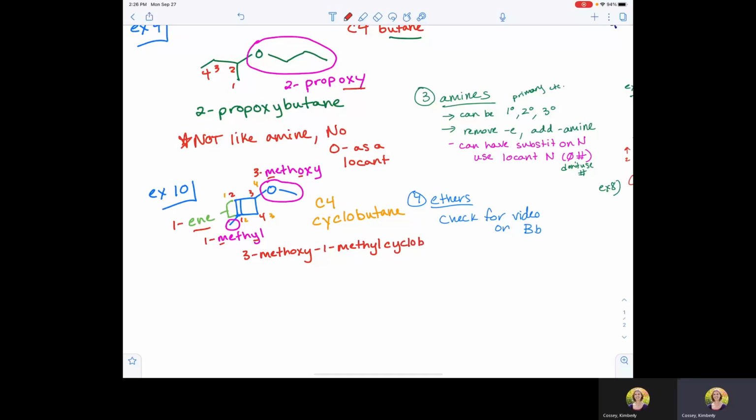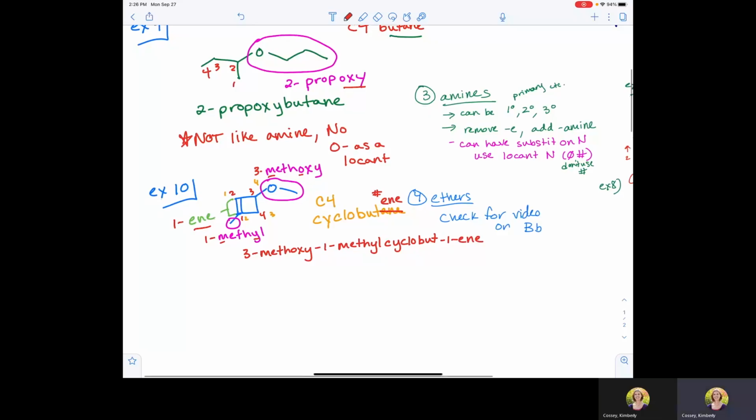cyclobute. And then remember, I have to take off the ane and add an ene. And then I have to put the number, right? So it'll be 1-ene. All right, and that would be the name. 3-methoxy-1-methylcyclobut-1-ene. Okay? Hopefully that makes sense. If you have any questions, you can email me, right?